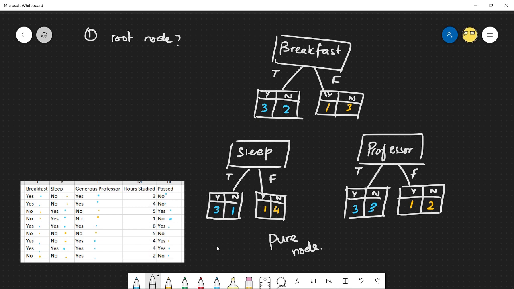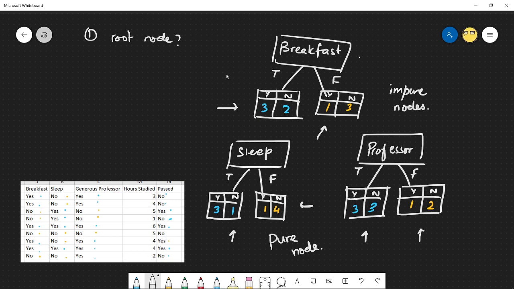But you'll notice that none of these right now, if we were to split our data on breakfast or sleep or professor as the root, none of them have any pure nodes. So in that case, all of these nodes are called impure nodes, because we're unable to find the purest ones out there that will give us a perfect split going on. So what do we do?